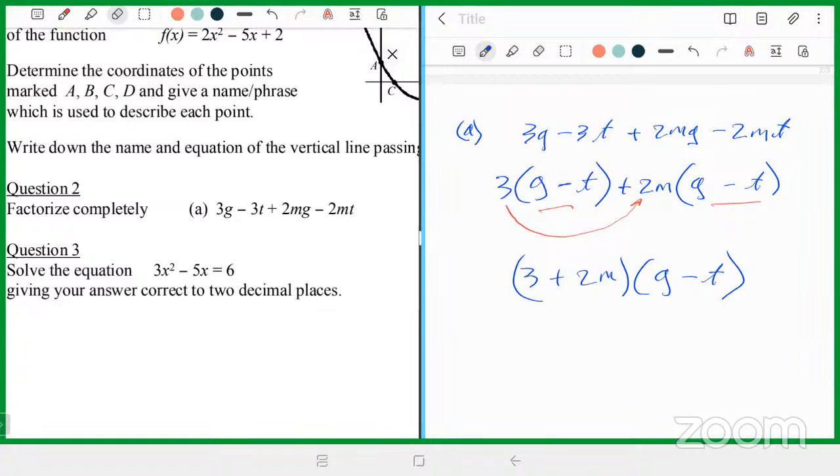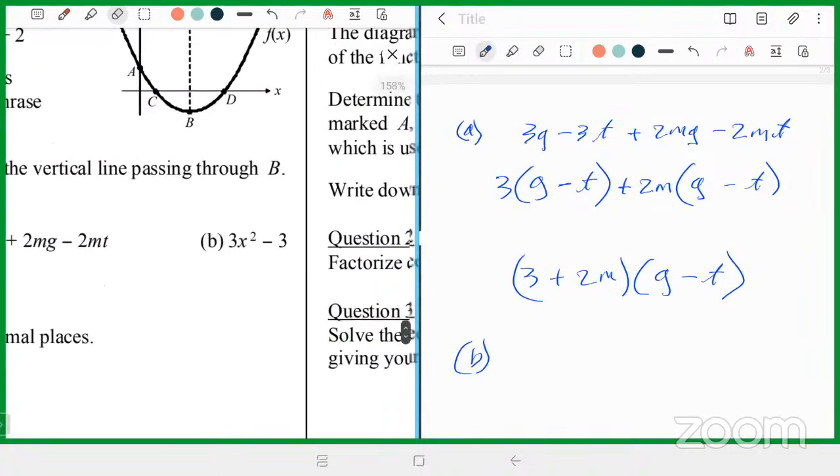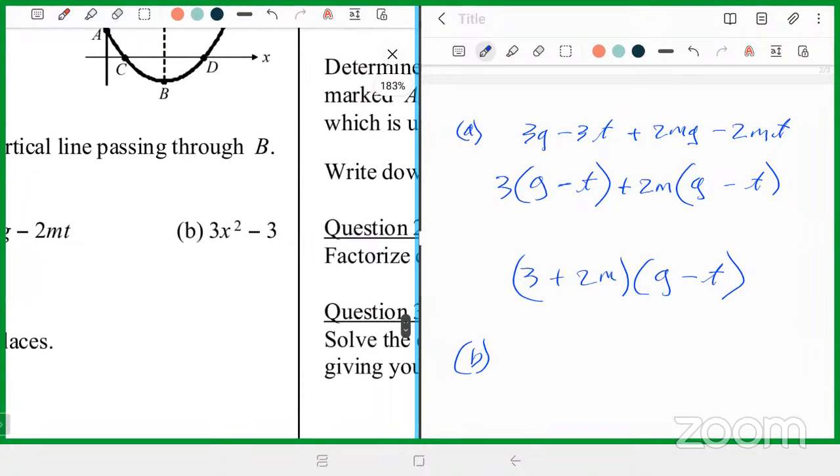All right. So basically, that is the answer right there. Factorize completely. Okay, let me take out these red lines. And then part B now was first to factorize this thing, which is 3x squared minus 3. But all these questions come off past papers, you know. So yes, they set simple questions like these in past papers.